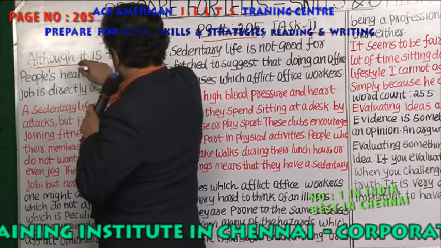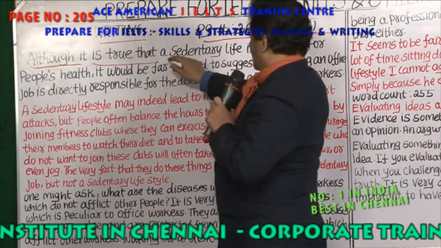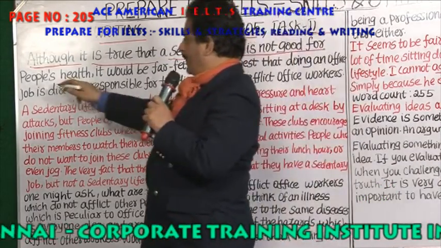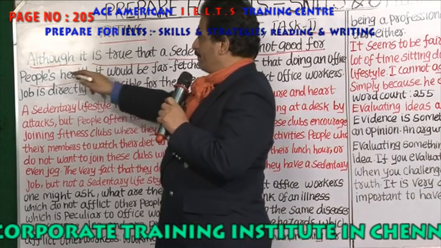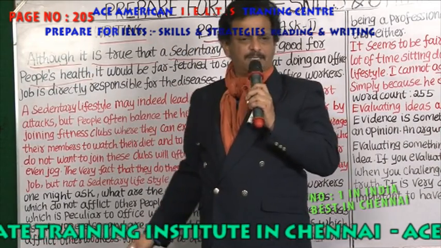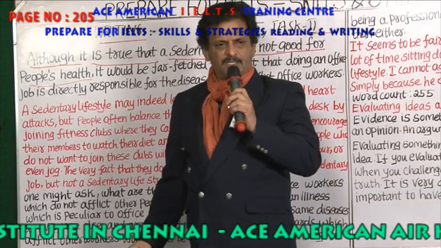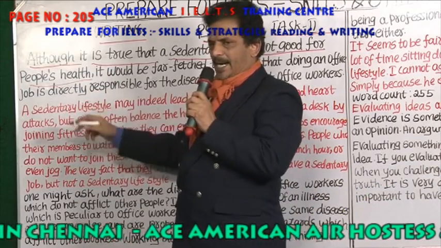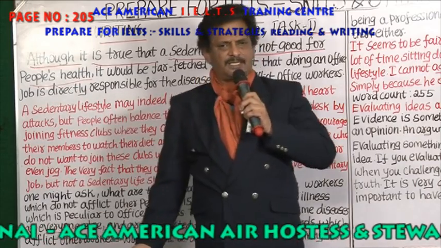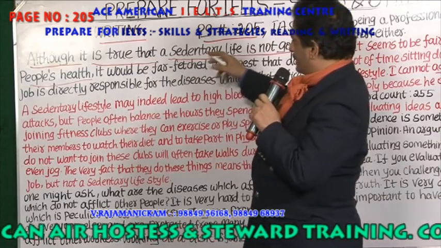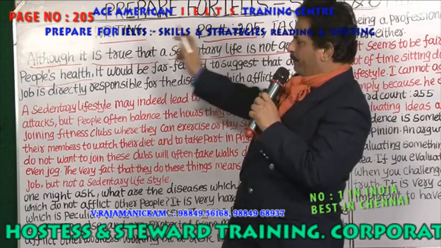Although it is true that a sedentary life isn't good for people's health. See, after people, apostrophe S is put. Most of you write people's. No, people's is wrong. People is a plural, and apostrophe S shows the possessiveness of the people. Although it's true that a sedentary life isn't good for people's health.